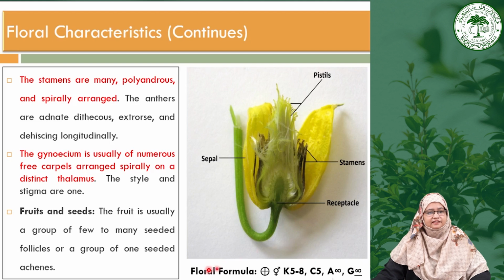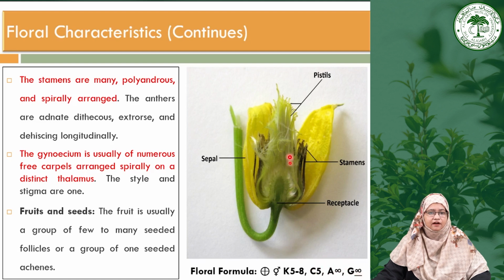Now we can see the floral formula for this particular family, as they generally have a radial symmetry, which is represented by this particular symbol. The flowers are bisexual with calyx number 5 to 8, corolla 5, and the androecium and gynoecium are present in infinite number, and gynoecium is superior in position.